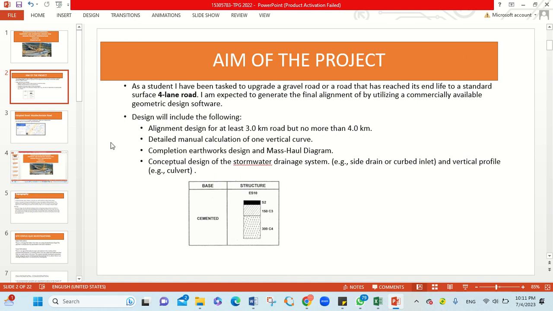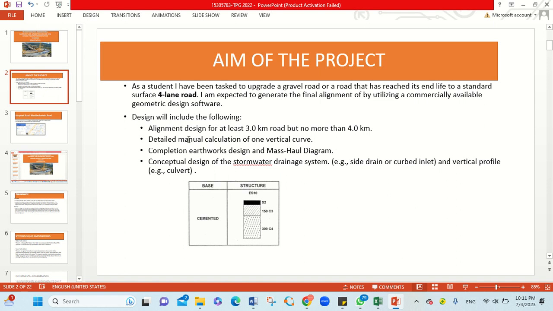Aim of the project. As students, we have been tasked to upgrade a gravel road, or a road that has reached its end of life, to a standard surfaced 4-lane road. I am expected to generate the final alignment by utilizing commercially available geometric design software.